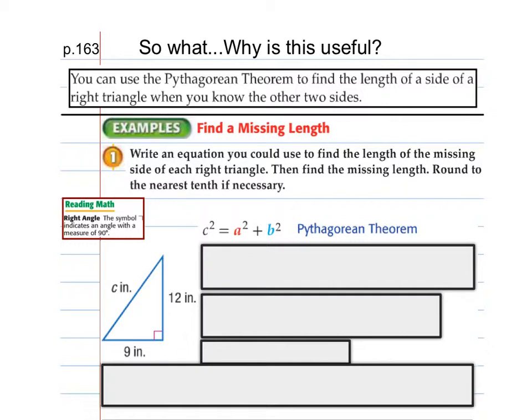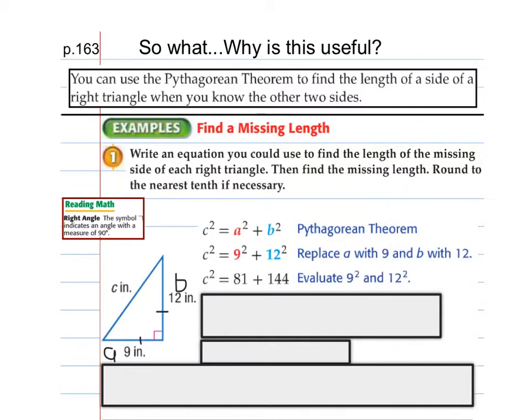Right off the bat, we know that the Pythagorean theorem is c squared equals a squared plus b squared. Looking at our triangle, the two legs are 9 and 12, and our hypotenuse c is unknown. So I'm going to label these with my letters, A and B, so I know what I'm going to plug in where.